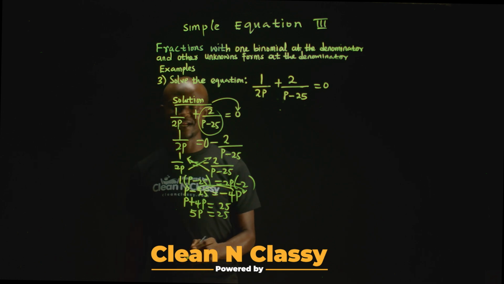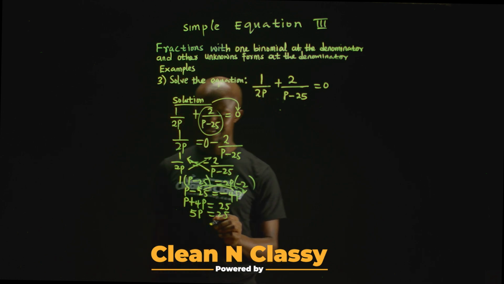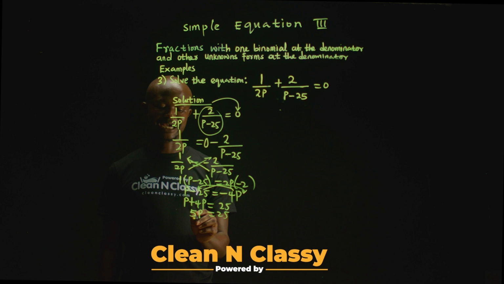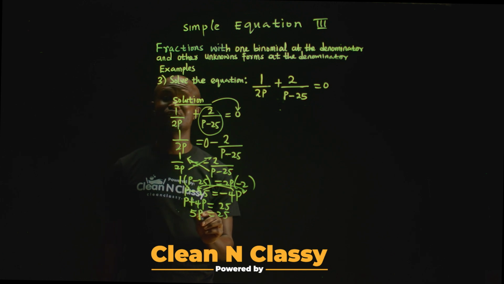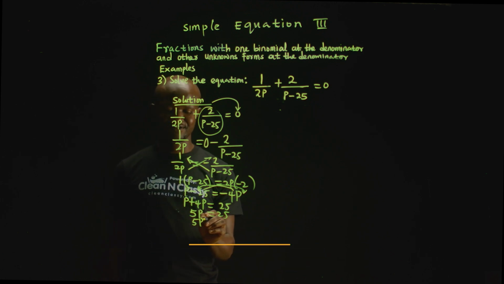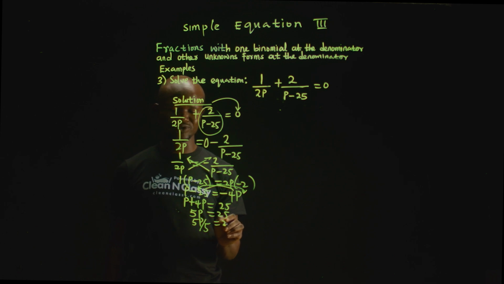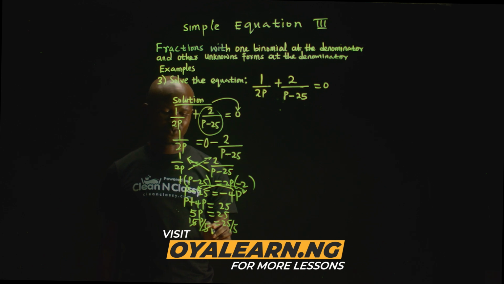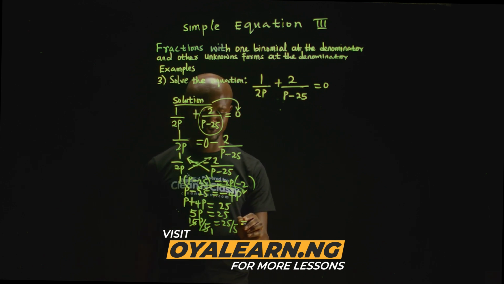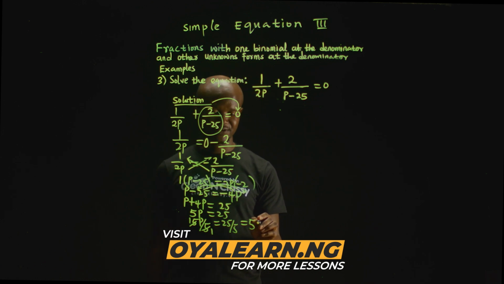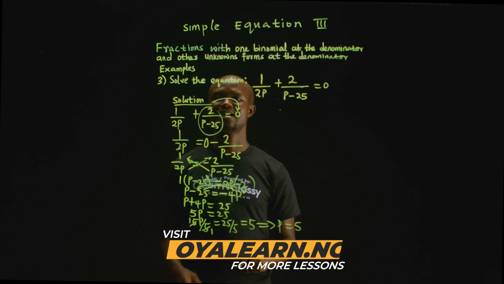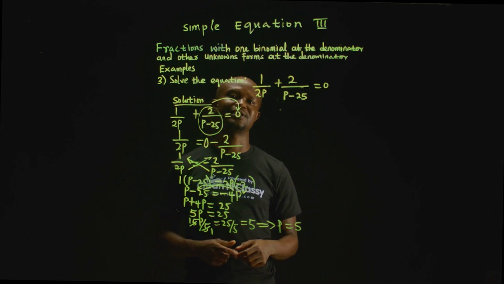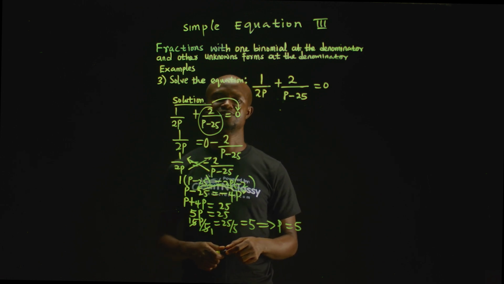Now, the next thing for us to do is to divide both sides by 5 because we want to find the value of p. So 5p divided by 5 equals 25 divided by 5. 5 here 1, 5 here 1. So this is equal to 5. So 25 divided by 5 is 5. This implies that p equals 5. Hence, the solution to this problem is p equals 5. Thank you.